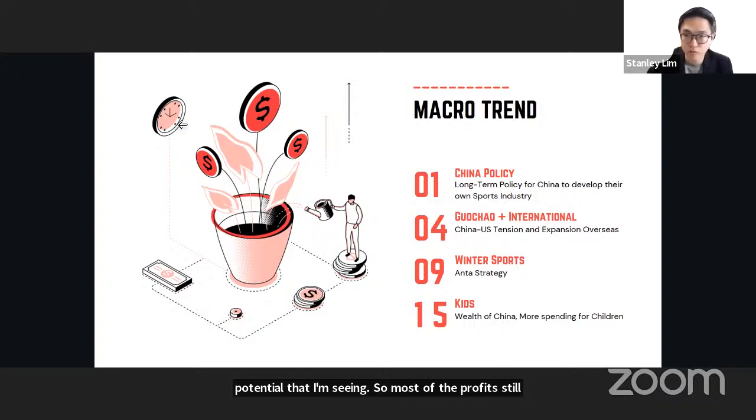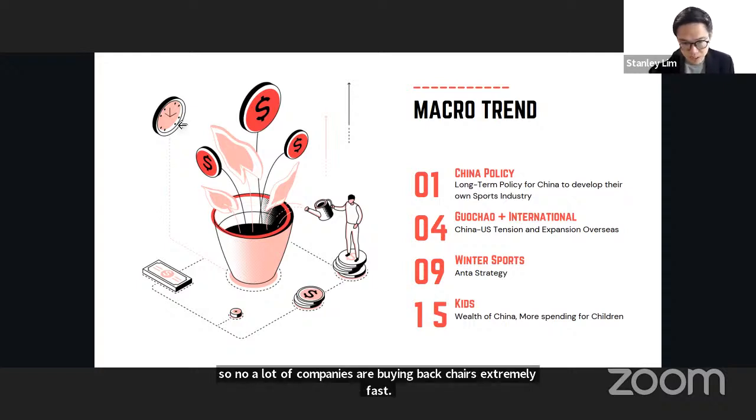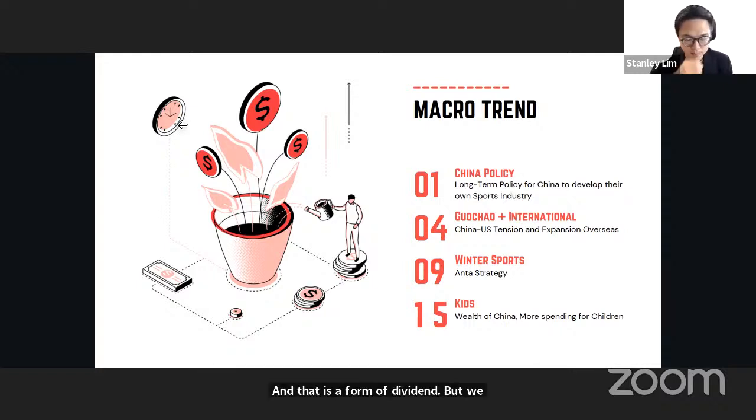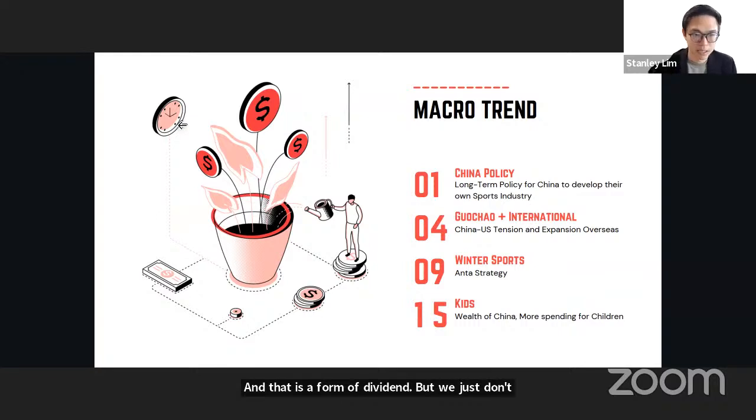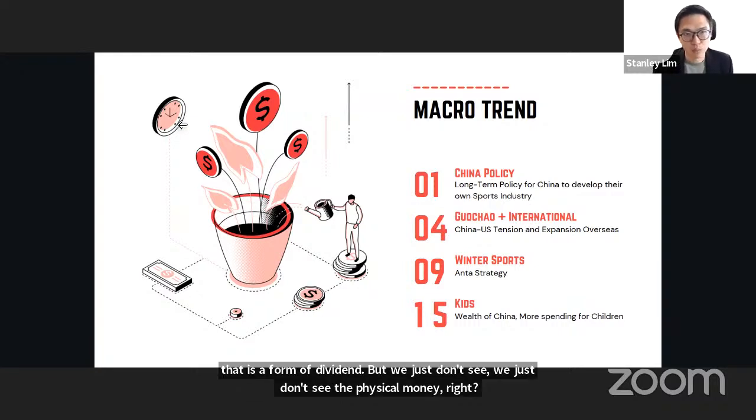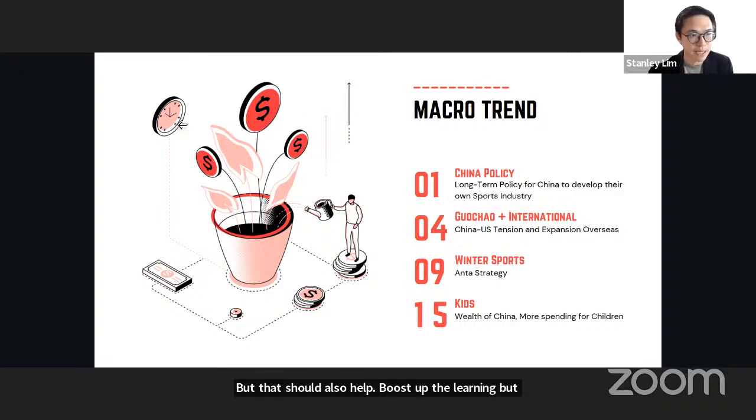But of course, a lot of these companies, especially US ones, don't give dividends anyway. How they return money to shareholders is actually through share buybacks. So a lot of companies are buying back shares extremely fast. And that is a form of dividend, but we just don't see the physical money, right? But that should also help boost the earnings per share of the company, and in turn boost the stock price of the company.